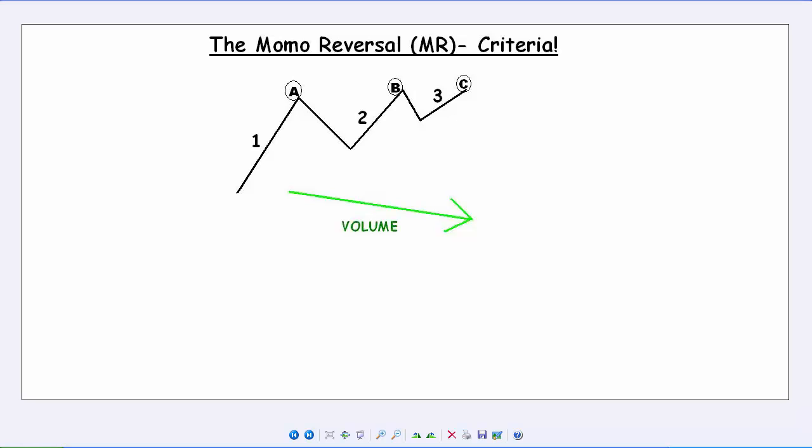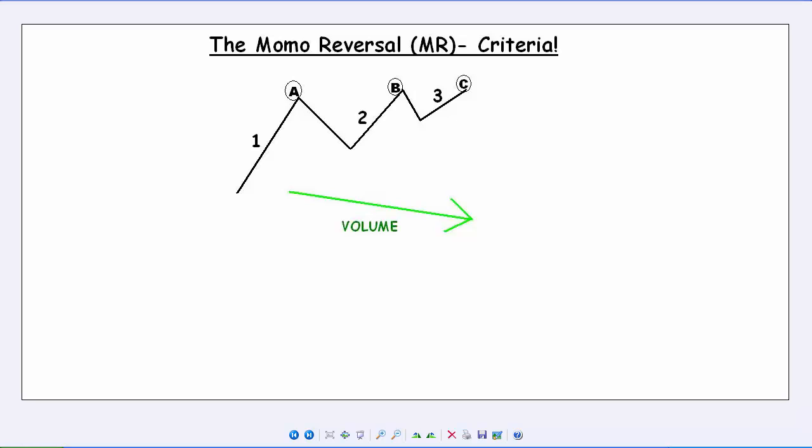So that's magnitude. And then finally we have volume, and we'll show this with some examples of actual trading price charts, but in a nutshell, volume should fall off over the pattern. So much the same relationship as pace and magnitude, declining volume in each successive wave.